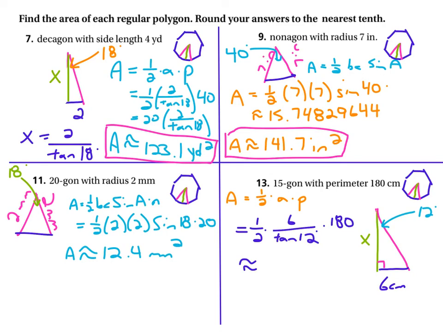And we get 2,540.5 approximately. 2,540.5 centimeters squared. And let me just check my answer against the book. One second, sorry about this. Working lots of angles at once. 2,540.5 centimeters squared. That's exactly what we got.